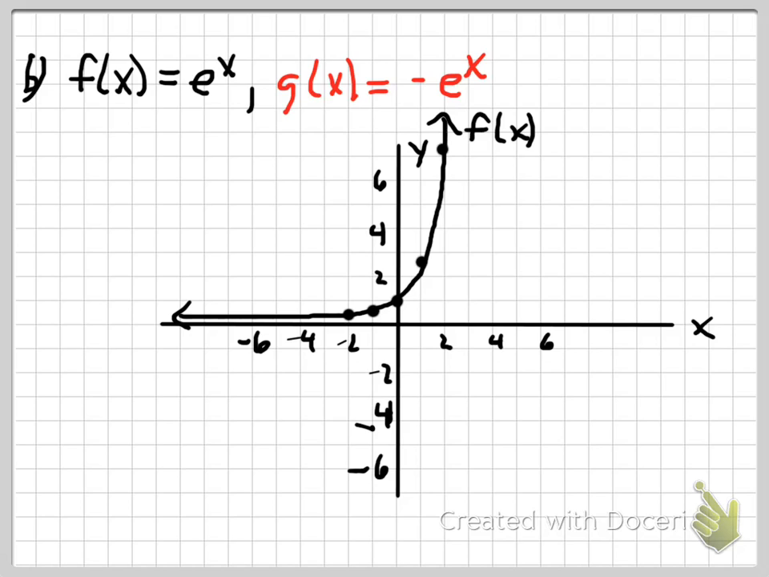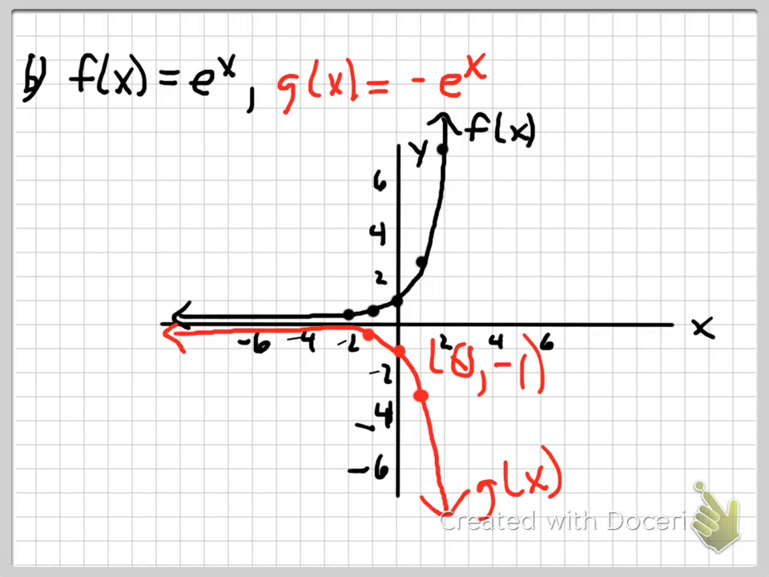Alright, so that point 0, 1 is going to get reflected to 0, negative 1. This point 1, 3 is going to get reflected to 1, negative 3, and so forth. That's enough for us to be able to sketch our graph. And again, you always need to label that y-intercept, and so that's going to be 0, negative 1 in this case.